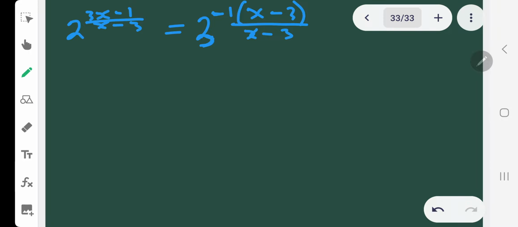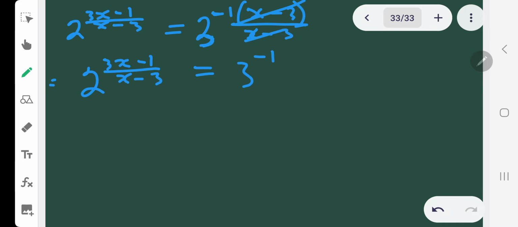So when we look at it, we observe that x minus 3 divided by x minus 3, they are all the same. So we can cancel them off. So here, in the end, we get 2 raised to the power 3x minus 1 all over x minus 3 is equal to 3 raised to the power minus 1.